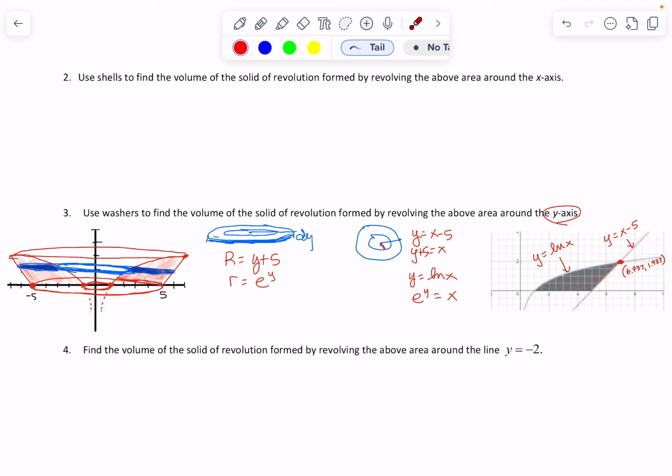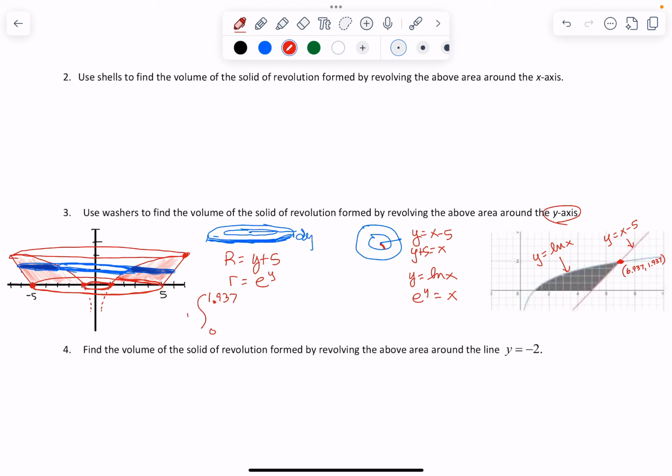Okay, so now the volume is going to be the integral from what to what? Well, we're going to stack these. These things stack up like this, and all those stack up and go up to a height of right there. That height is, as we see over here, 1.937. So our integral is going to go from 0 to 1.937.